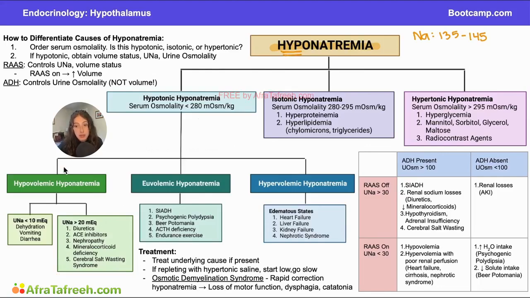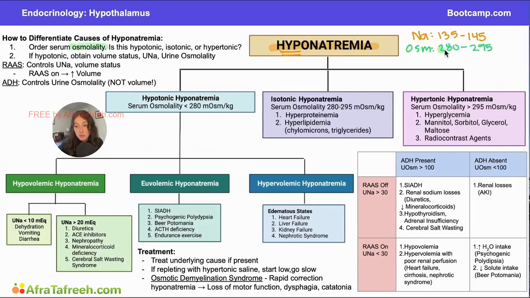Now, once we've determined that our patient has hyponatremia, we need to further evaluate them, because depending on the cause of their hyponatremia, the treatment could be vastly different. If we don't know what type of hyponatremia they have and we try to treat them, we could actually make it worse. So it's important to differentiate what is causing the hyponatremia. How we do that is first by ordering a serum osmolality.